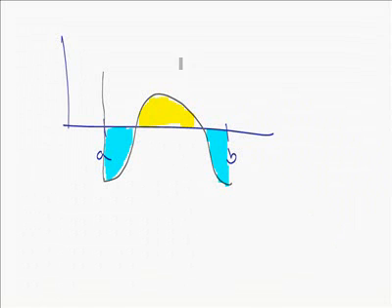In other words, this is positive here, and negative here. Now the overall value could be positive or negative. Let's look at an example.